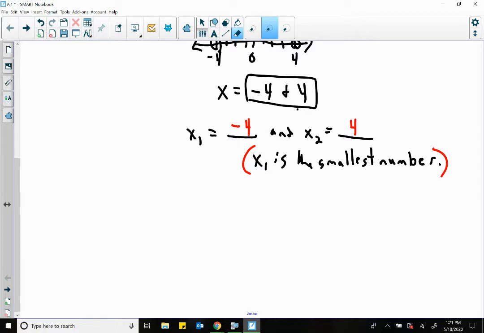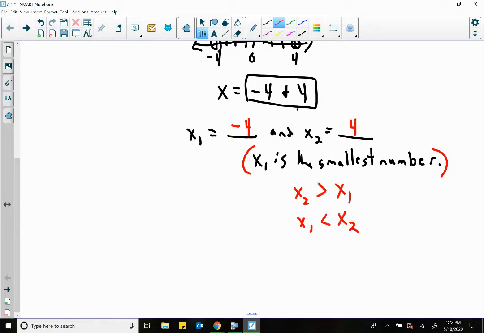They might also say that x2 is greater than x1. That means that x2 is bigger than x1. x2 is the biggest, x1 is the smallest. Or they could write x1 is less than x2.